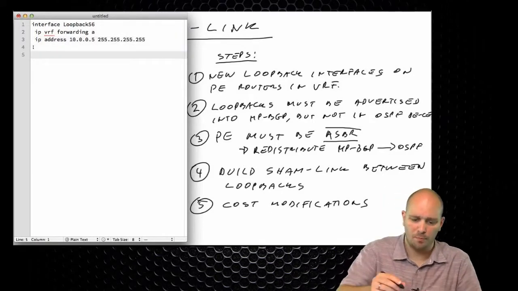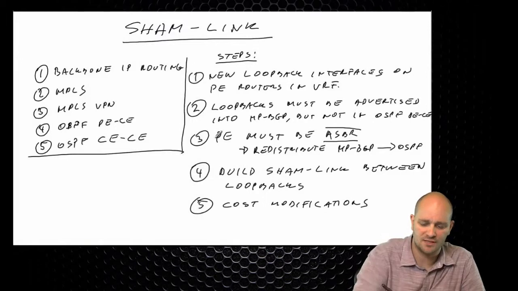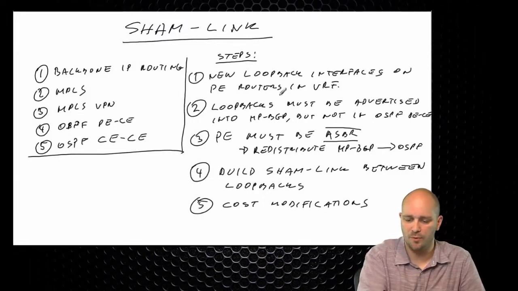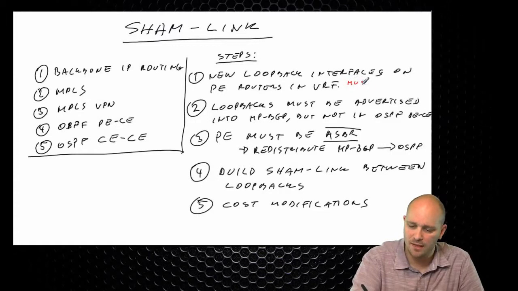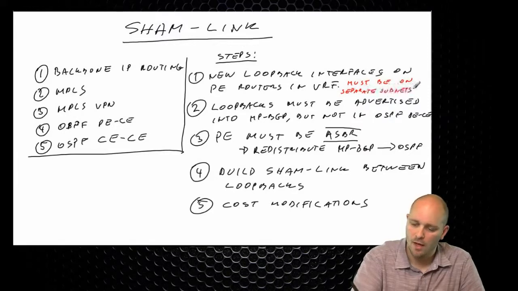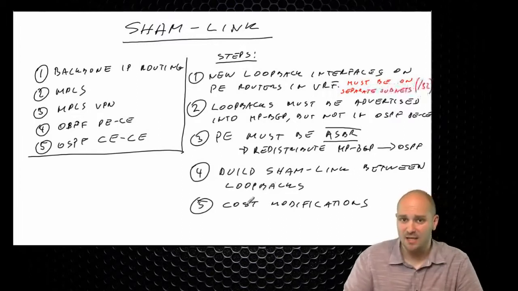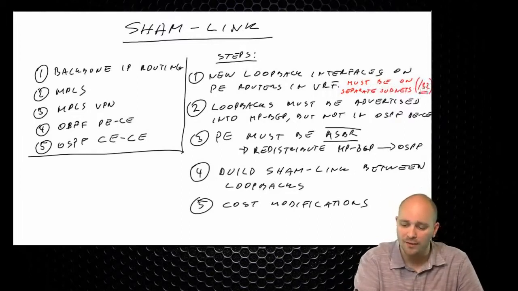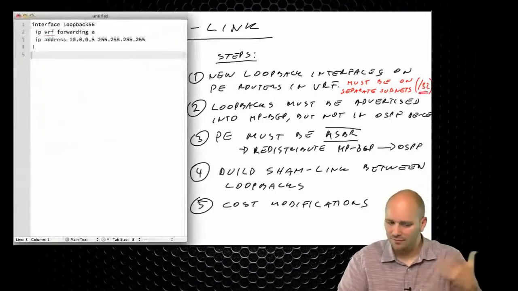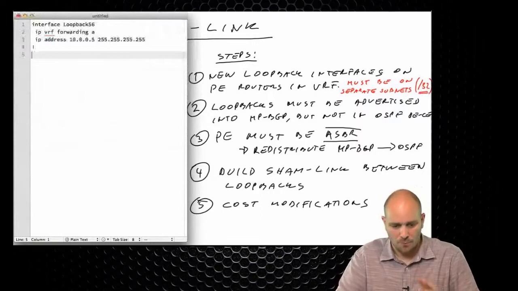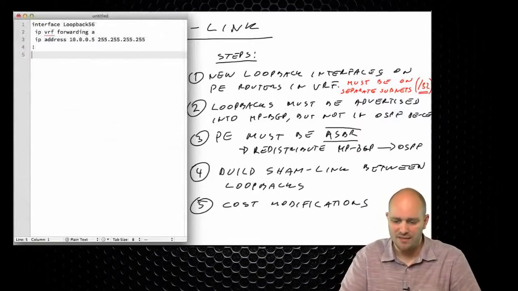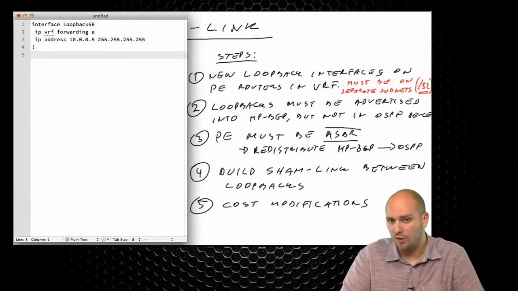Now, one thing about these loopbacks here, and let me write that here as a prerequisite, I forgot to mention that. So new loopback interfaces on PE routers in VRF, and these must be on separate subnets. The best way to ensure that is to use them as /32. Now, in some versions of IOS, there is actually a requirement for this to be /32, but I haven't seen that in recent days. So the next thing that we need to do, it says the loopbacks must be advertised into MPBGP, but not in OSPF.